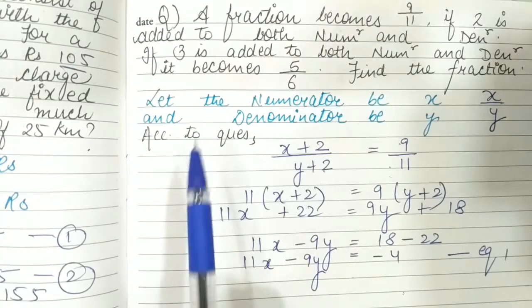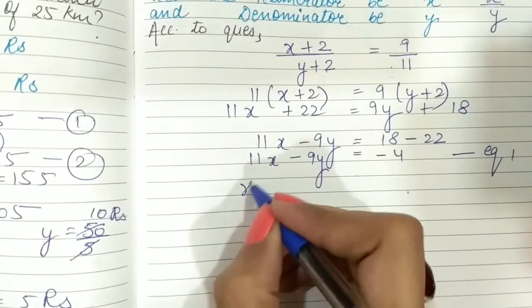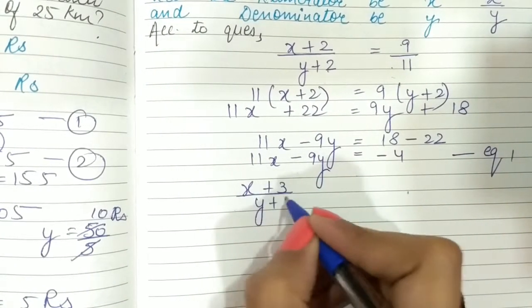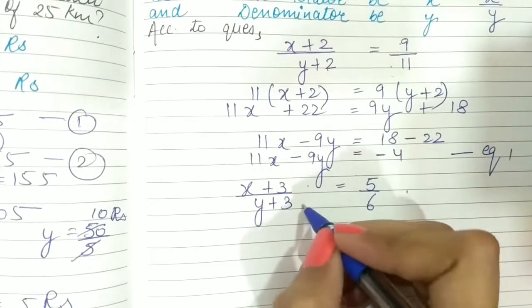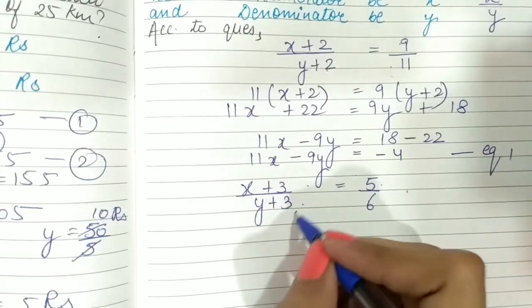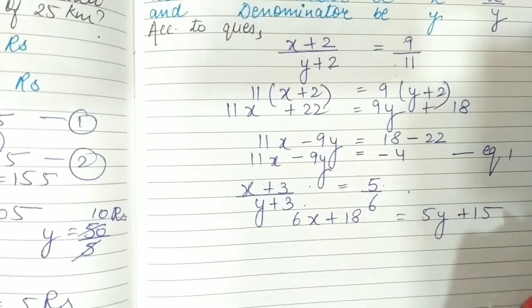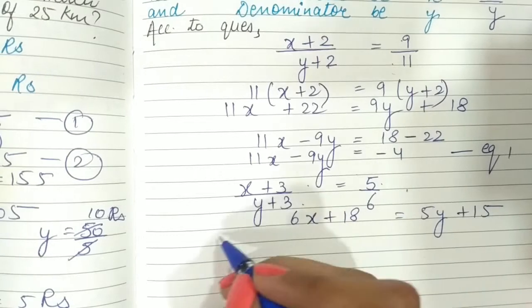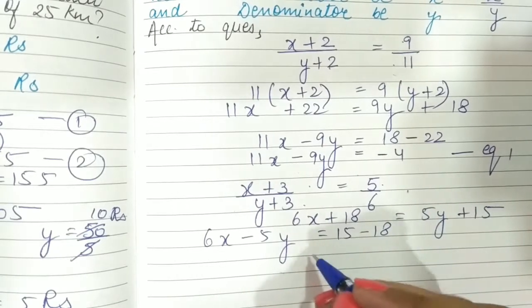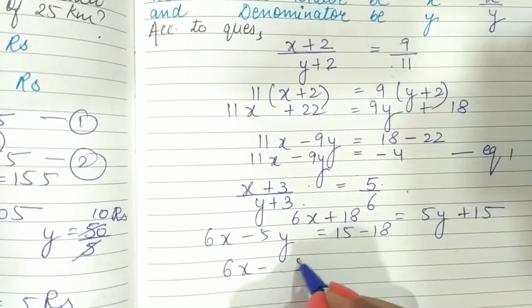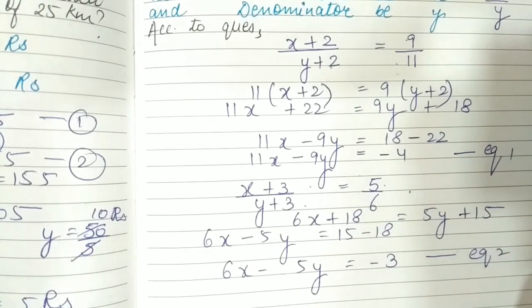Next it is said, if 3 is added to both, the fraction becomes 5 by 6. So what we are going to do is add 3 in both numerator and denominator. The fraction now becomes 5 by 6. Again, cross multiply. It will be 6 times (x plus 3) equals 5 times (y plus 3), that is 6x plus 18 equals 5y plus 15. So our equation will be 6x minus 5y equals 15 minus 18. 6x minus 5y equals minus 3. This is our equation 2.